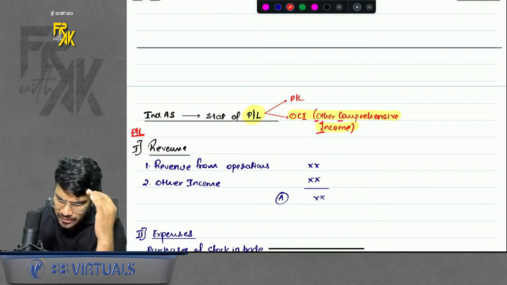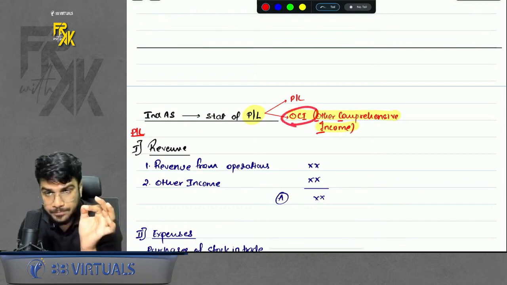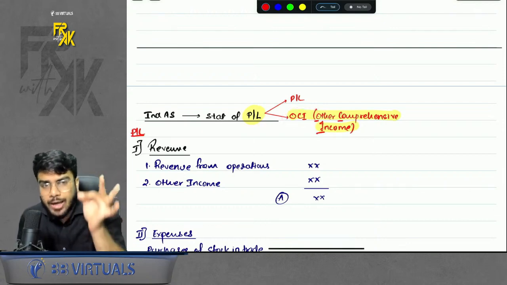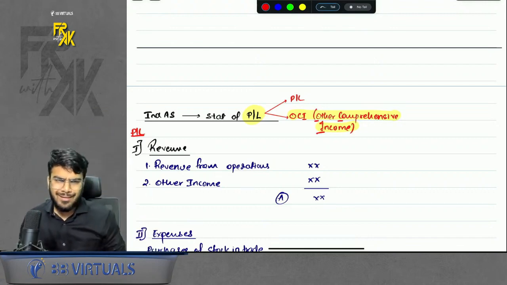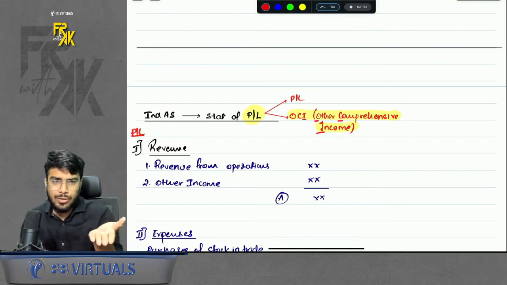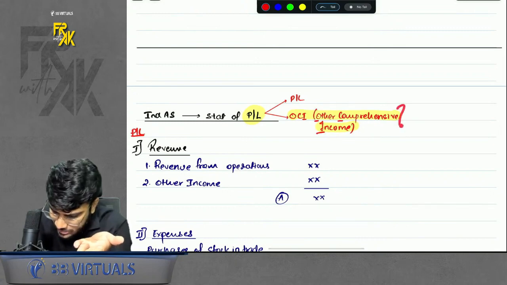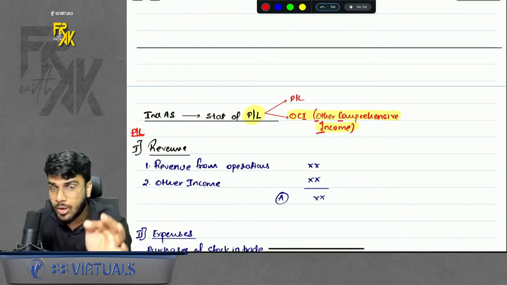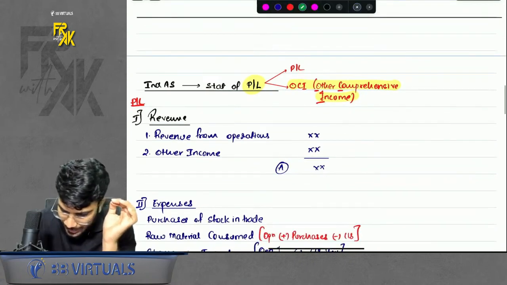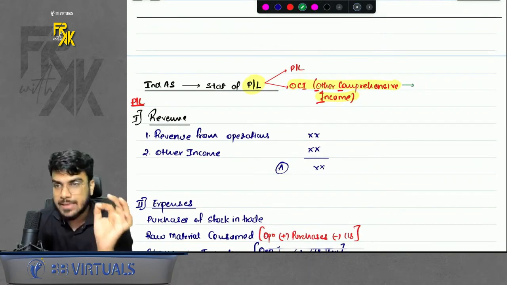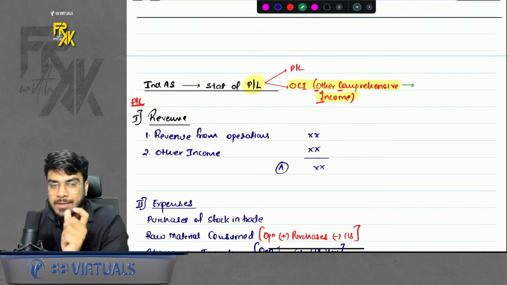right? So sir, does this mean that all unrealized items will come in OCI? The answer is no. Sir, you just flipped. You only said that unrealized items will come in OCI, but now you are saying that all such items will not come in OCI. What does this mean? Let me elaborate this for you. See, not all, but few unrealized items will come in OCI.